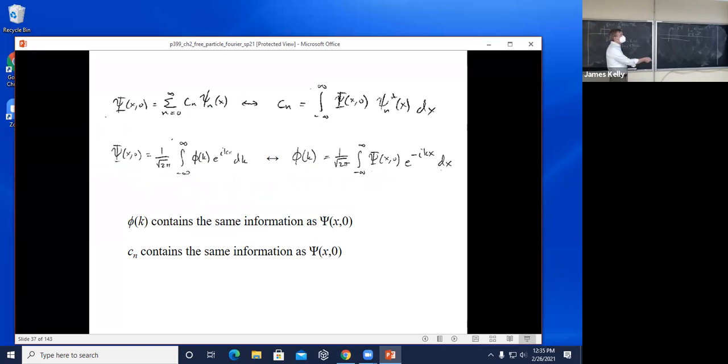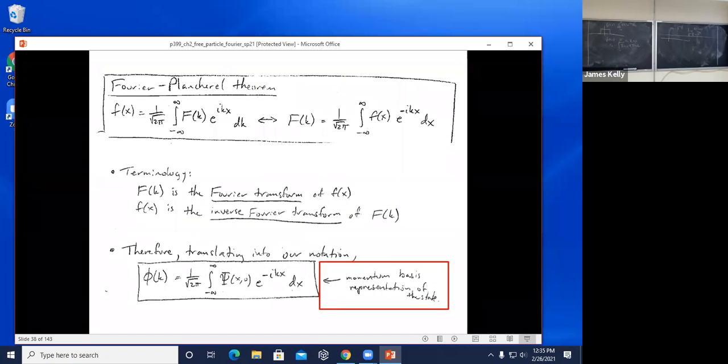It's the same way with the CNs, right? You might say, hey, I really like knowing the initial condition. But if somebody gives me those CNs, it's just as good enough information as psi of x and 0. Because if you give me these CNs, I can perform this sum and figure out what psi of x and 0 is. And if you give me psi of x and 0, I can compute the CNs. So they're equivalent, but different representations of the same state.